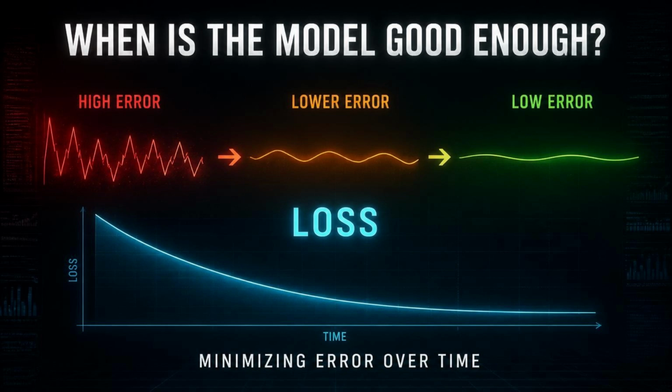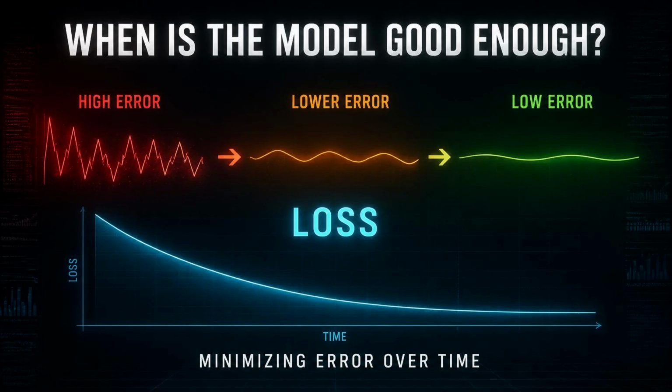But eventually we have to ask, when do we stop training? One way to think about this is through something called loss. Loss gives us a measure of how far the model's predictions are from the desired results. During training, we generally want that loss to decrease. High loss means the predictions are far from what we want. Lower loss means the model is performing better on the training objective. But there's a catch.